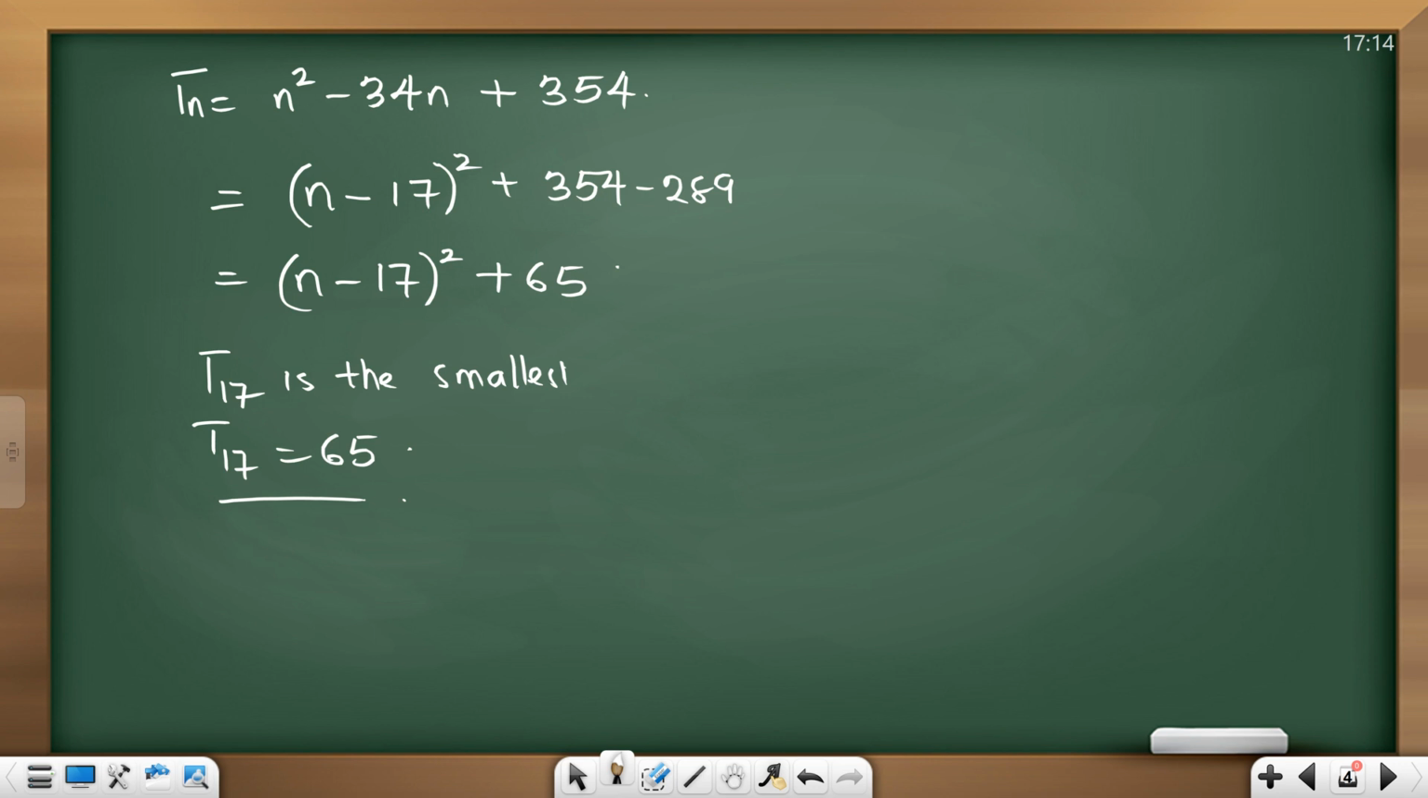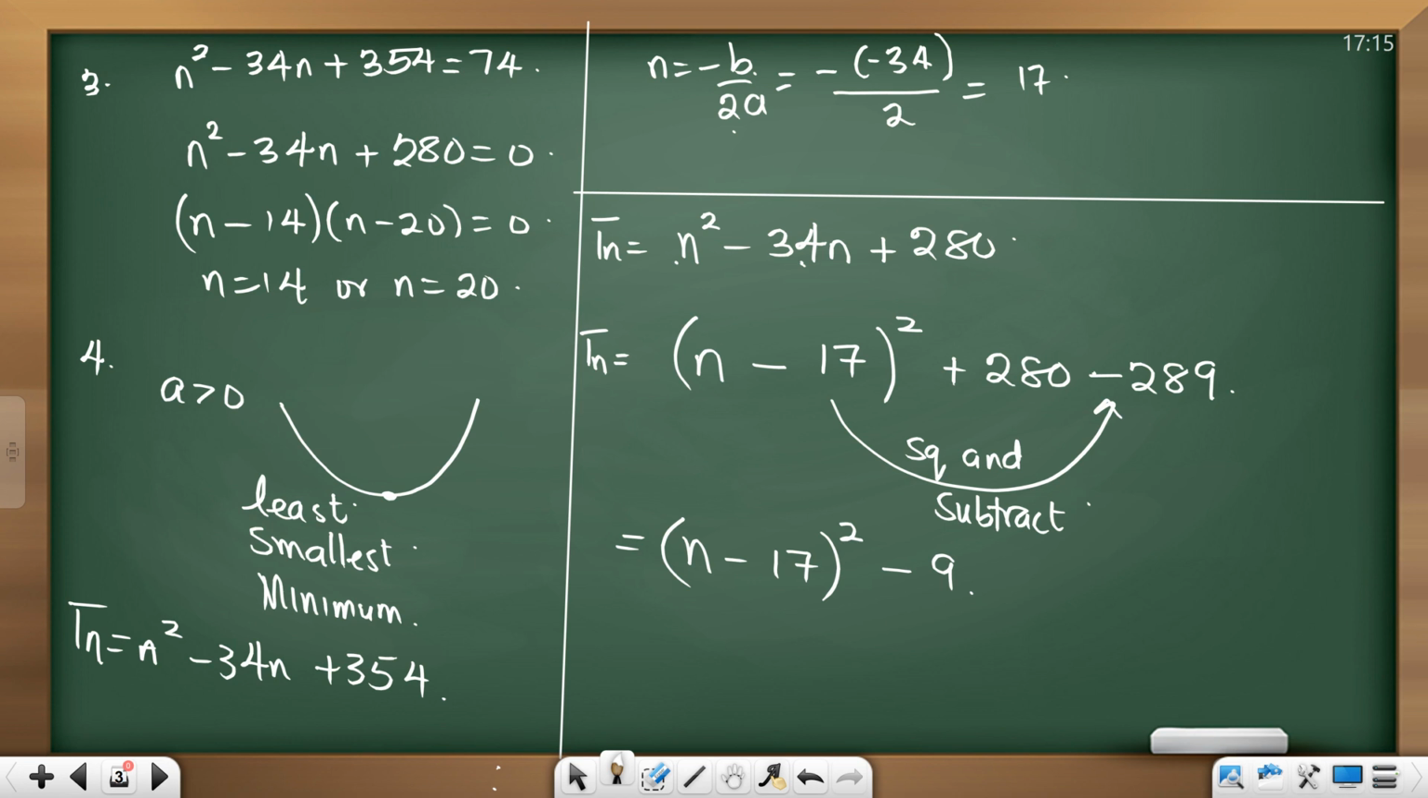First question was, write down the position of the smallest. 17. Second question, what is the value of the smallest? 65. Third question, write Tn as an squared plus bn plus c. You are just expanding that. That making sense? That's why it's important to know the difference of two squares. All right, are we okay, guys? Lovely.